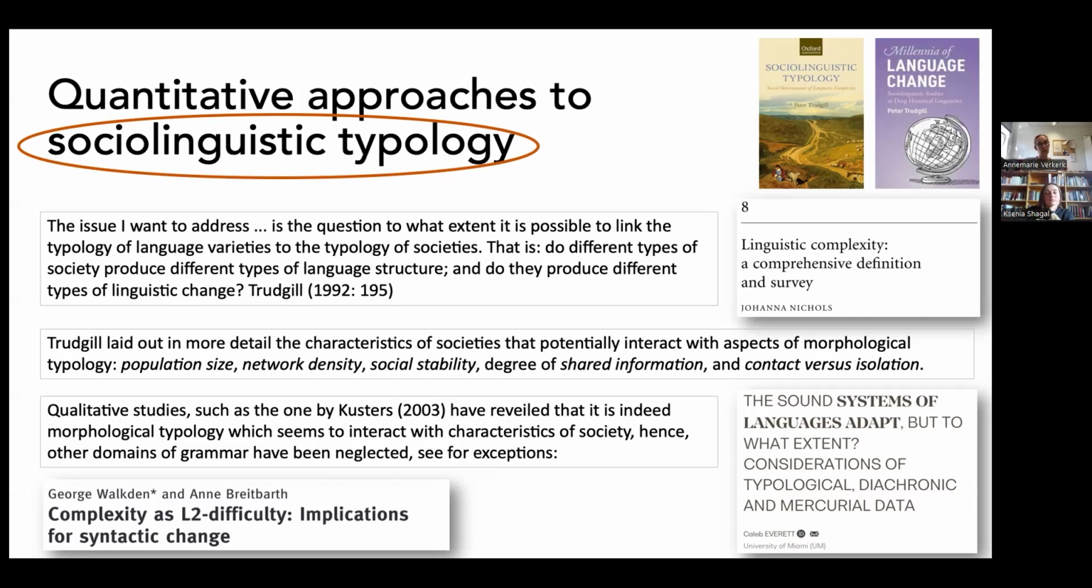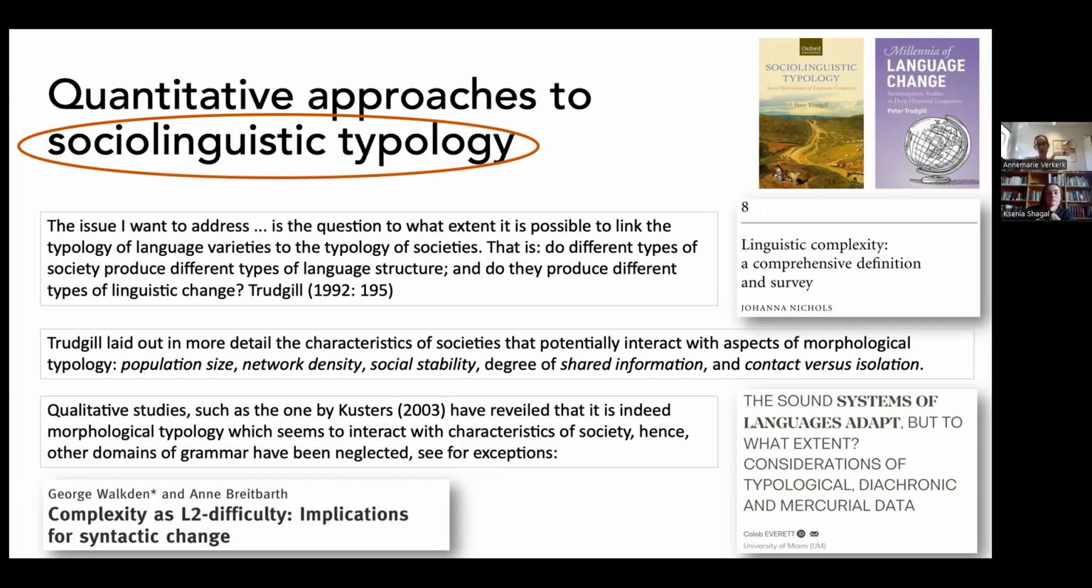So there's one paper that looks at complexity in terms of second language speaker difficulty, specifically for syntax. So you have that in the corner there. And then there's also obviously lots of work, most of it done by Caleb Everett, on phonological change and how that interacts with a broad variety of characteristics. Not all of them sociolinguistic, but some of them. So there's a huge body of work on phonology as well. But most of it seems to be morphology. So I'm really going to stick to that, and we'll see where we end up.